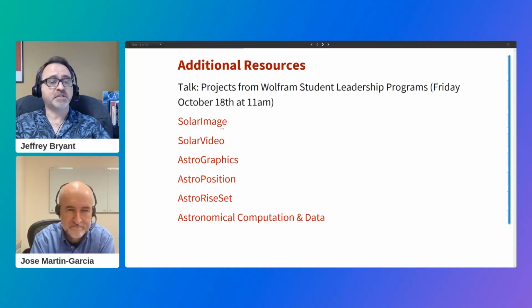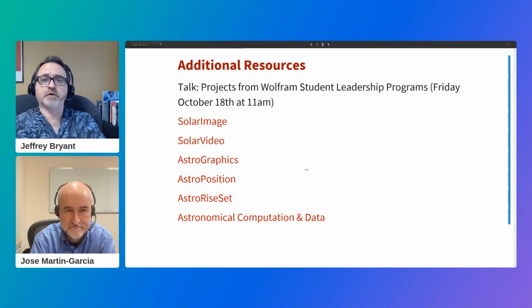Here's some links to the Wolfram Function Repository items I mentioned, solar image, solar video, links to some of the ref pages for AstroGraphics, AstroPosition, and AstroRiseSet. Jose talked about in 14.2, we're going to have a FindAstroEvent. That, of course, isn't available yet, so I can't point you to the documentation for that. We've also got a guide page here that takes you to all of our other astronomical functions that we currently have in the system, and that will grow with time.